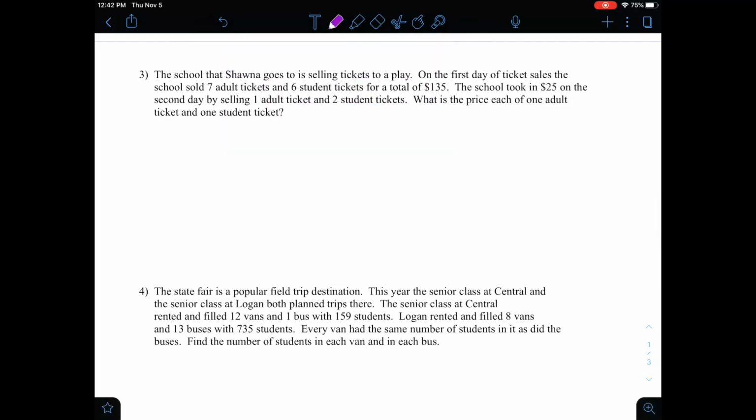The school that Shauna goes to is selling tickets to a play. On the first day of ticket sales, the school sold 7 adult tickets and 6 student tickets for a total of $135. The school took in $25 on the second day by selling 1 adult ticket and 2 student tickets. What is the price of each of 1 adult ticket and 1 student ticket?